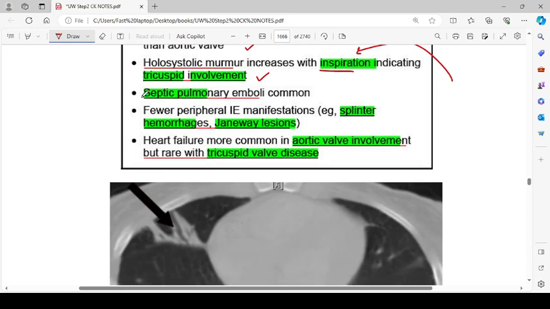Septic pulmonary emboli are common. Fewer peripheral infective endocarditis manifestations, for example splinter hemorrhages and Janeway lesions, are seen; they are not very common in clinical settings. But for exam purposes, Janeway lesions, splinter hemorrhages, and Osler nodes are very important for infective endocarditis. Heart failure is more common in aortic valve involvement but rare with tricuspid valve disease.